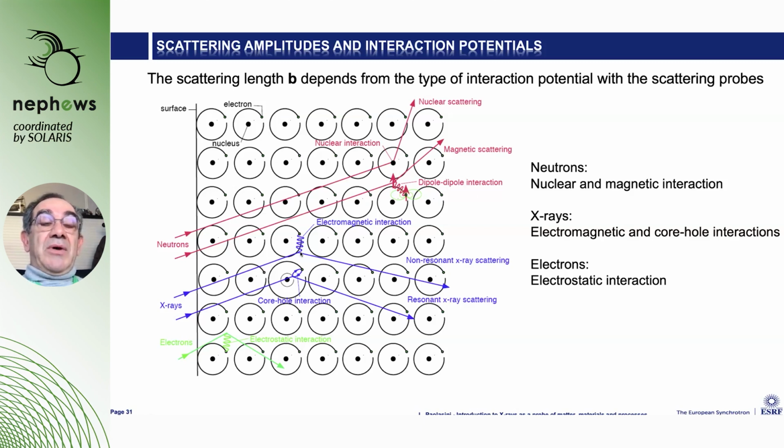X-rays otherwise interact with all the electrons in the material, and so the penetration power is less; the X-rays are more surface sensitive, and we can distinguish two kinds of interaction: the electromagnetic interaction, or, as we see, what we call core-hole interaction, producing the resonant X-ray scattering.